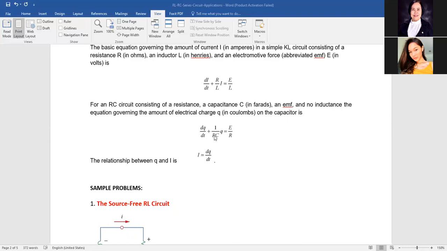So it depends really on what is given in the circuit how your final differential equation would look like. But if you're going to ask me what is really very important, it is that you get to know these two differential equations that will represent your particular circuit.